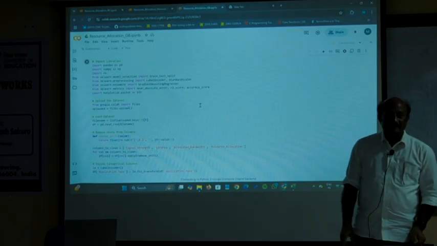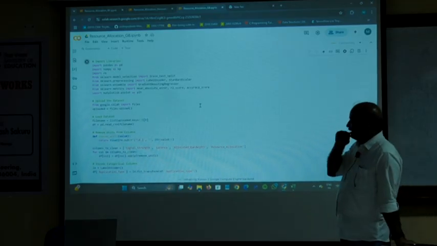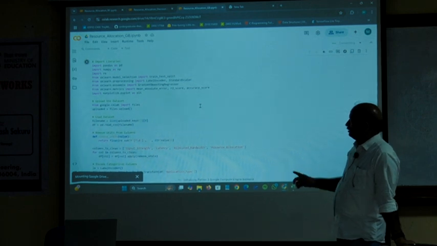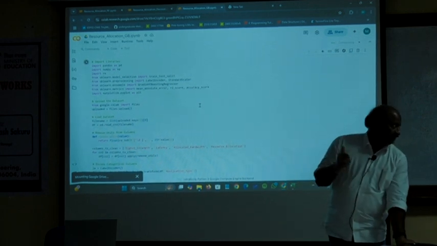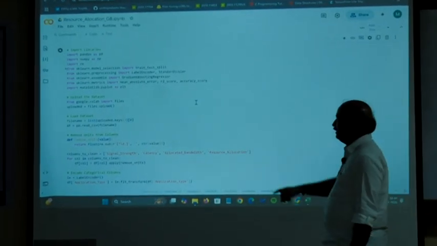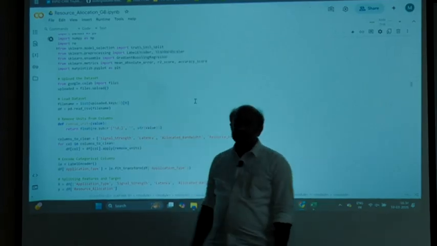Can we move to the next algorithm? So we are moving towards the gradient boosting regression algorithm.